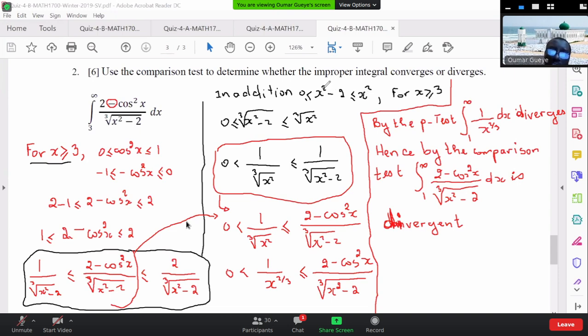So x squared minus 2 is going to be less than x squared. This is obvious, but the first part here is not always true, because if x equals 1, you will get negative. But it's going to work if x is greater than 3. When x equals 3, this is positive, and x equals 4, same, and so on. So from 3, the first inequality is satisfied. The second inequality is satisfied for all x. Any question?